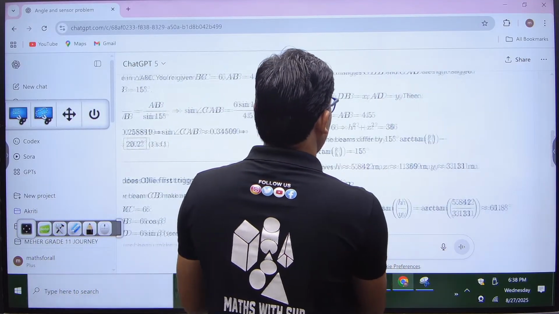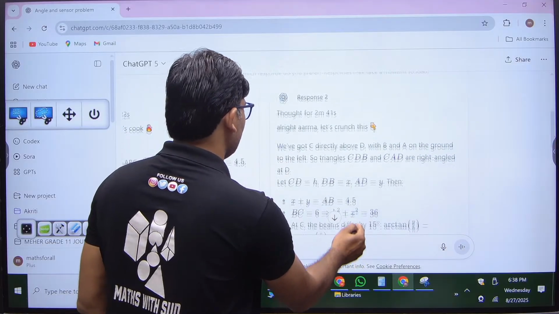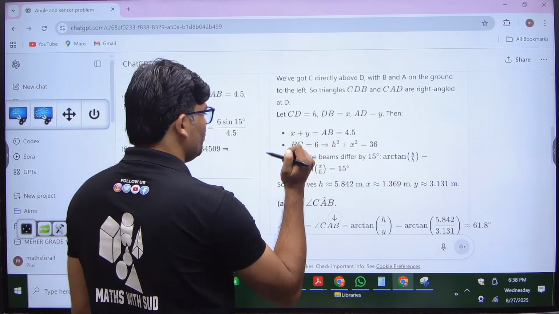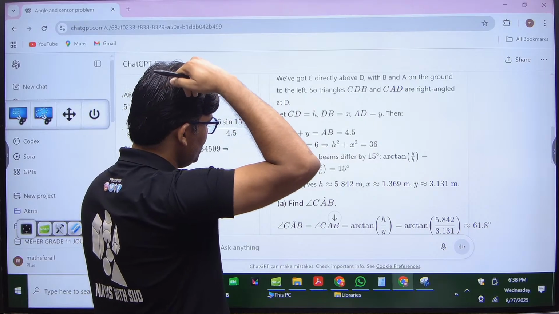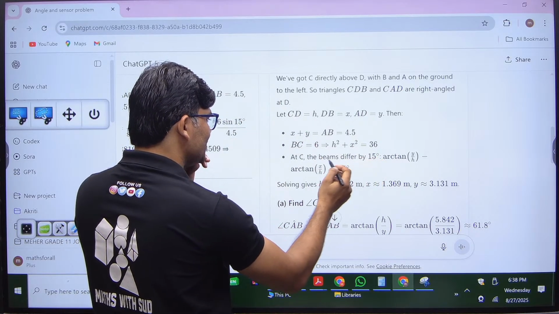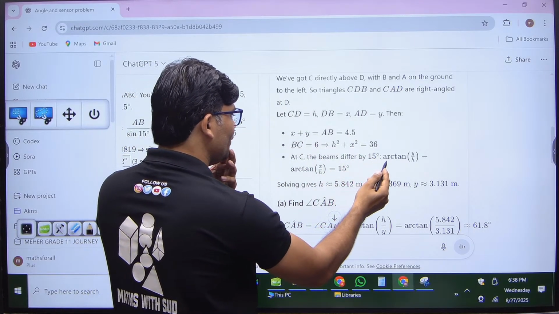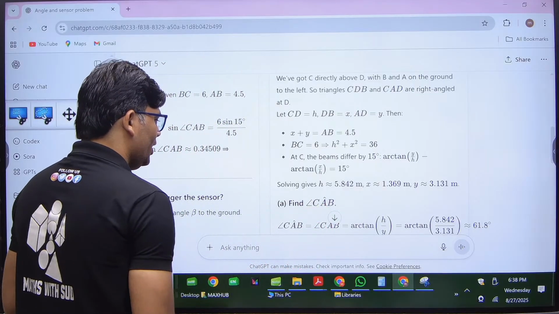So there are two ways. First, we will work for this. So this is x plus y is 4.5. So they use the Pythagoras theorem. BC: h square plus x square is equal to 36. At C, beams differ by 15 degree. Arc 10. Okay.